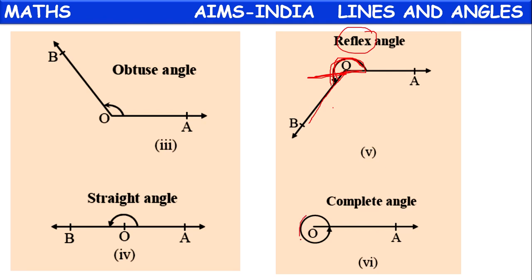Or if we have taken one complete rotation, then it will be equal to 360 degrees. 360 degrees at the midpoint of a circle is known as a complete angle, which is also one kind of reflex angle, because greater than 180 is reflex. So a complete angle in a circle at the center point is known as a complete angle.